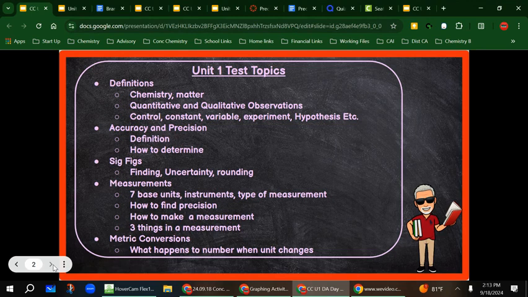Quantitative means there has to be a number involved. Qualitative, no number. Okay? Now, earlier on your quiz, I gave you things like control, constant, variable, experiment, hypothesis, telling you those are on there in a matching fashion. So here is the definition. Which term is it that it goes to?